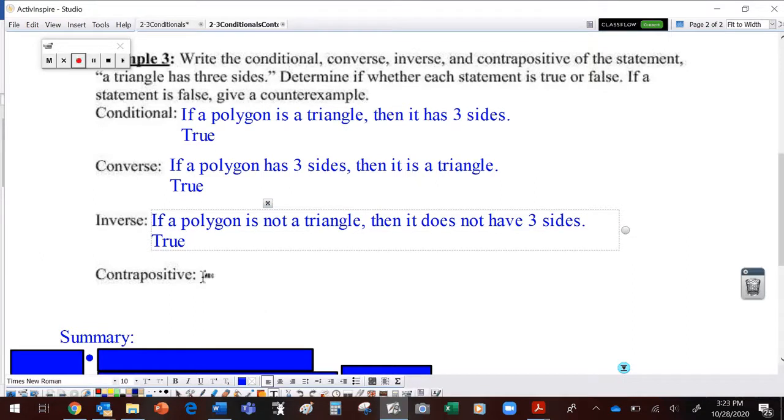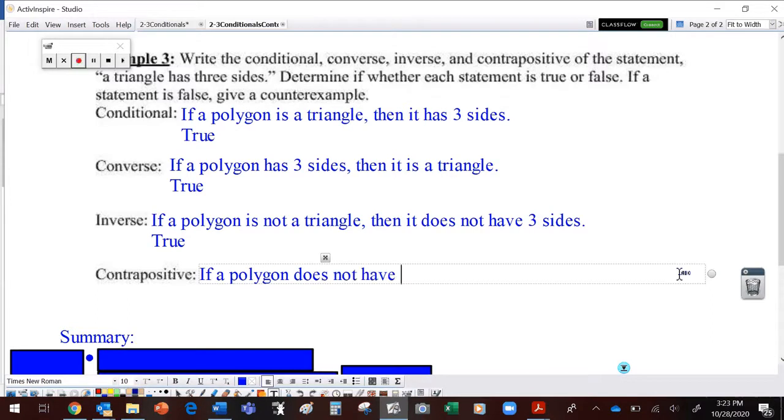And then lastly, we have the contrapositive. For the contrapositive, we take that original conditional, we negate both halves of the statement, and we reverse it. So we say if a polygon does not have 3 sides, then it is not a triangle. So if it has any number other than 3 sides, it's not a triangle. This statement's always going to be true.